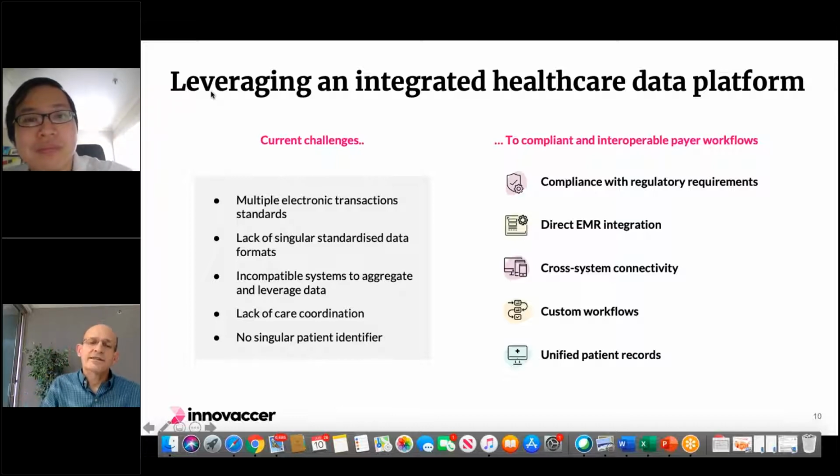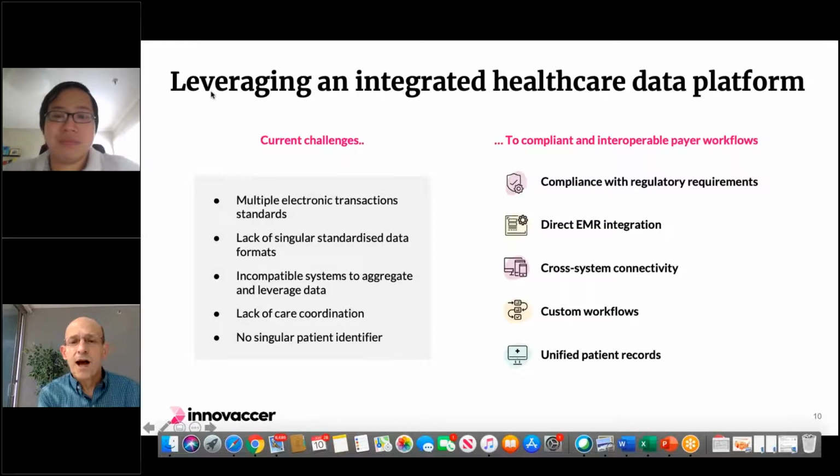No, these are great points, Aaron. I really like this comment on this slide about custom workflows. If you've been to one provider's office, if you've been to one health system, everybody does things differently, and we need to be able to adapt to that in addition to having the kind of interoperability you've described. But the holy grail is being able to see all the information about a patient in one place, unified patient records. And that really is where we're heading.